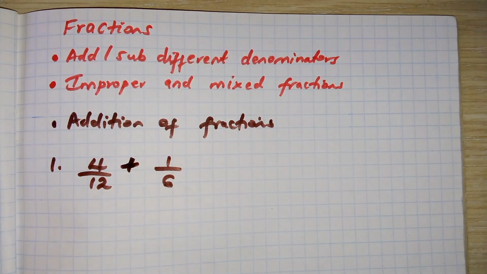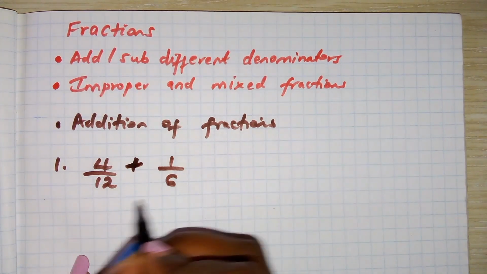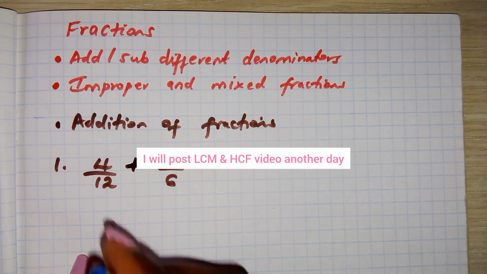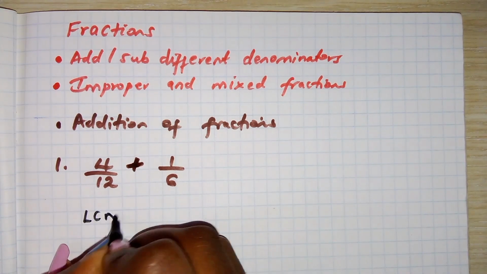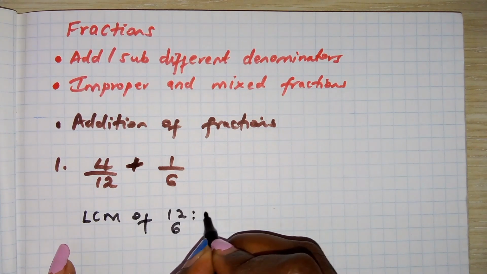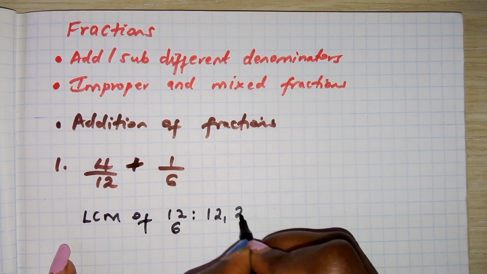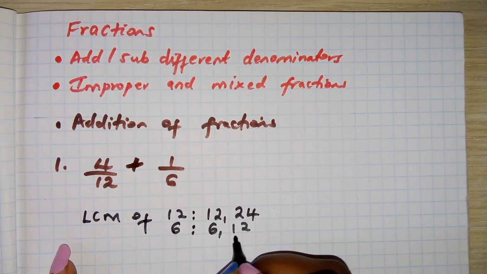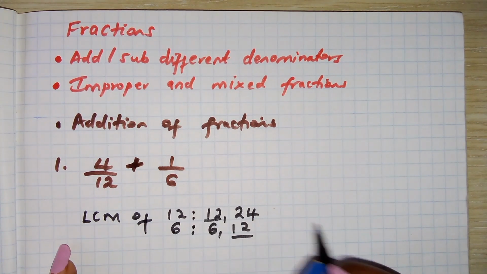So here we need to find the LCM of 12 and 6. If you haven't watched the video on LCM, please click on the previous video. So we have the LCM of 12 and 6. Let's count on in 12: 12, 24. Then you can count in 6 as well: 6 and 12. So the common multiple is 12.